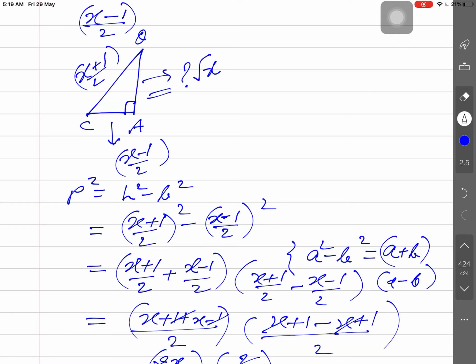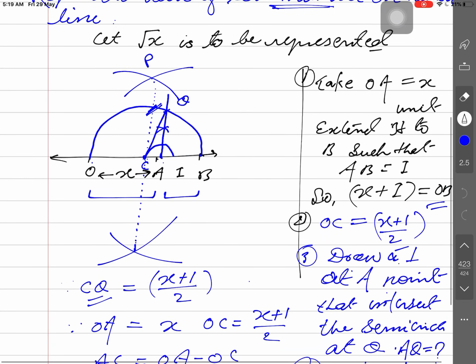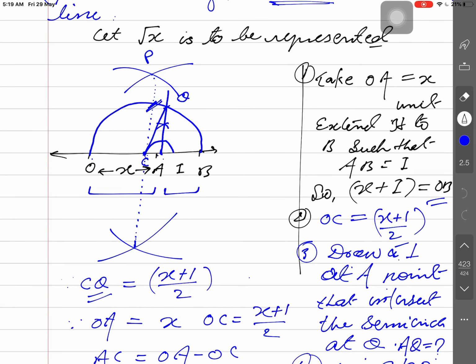It means this quantity is coming as under root x. So if we take x equal to 3.5, where x is O to A, then A to Q will come as under root 3.5, with the help of your scale. Is that clear? And if you take O to A as 9.3, then A to Q will come as under root 9.3.